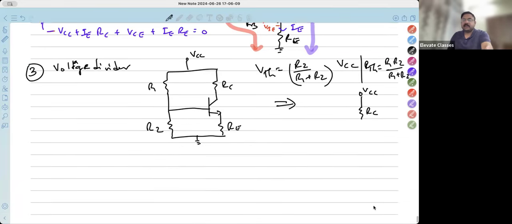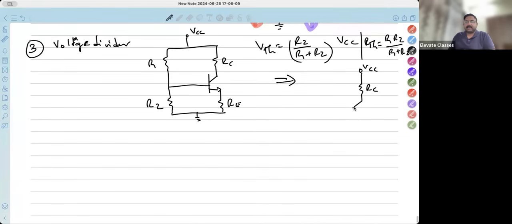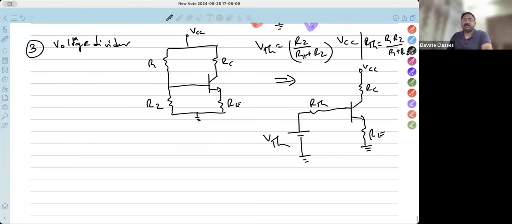VCC है, RC है, collector है, base, emitter, RE and this is grounded. और left hand side को क्या हो जाएगा? One resistor that is RTH and one voltage that is VTH. बस VTH आपने फाइंड आउट कर लिया, RTH आपने फाइंड आउट कर लिया, that's it, that will be your answer. इससे ज्यादा कुछ बचेगा नहीं.